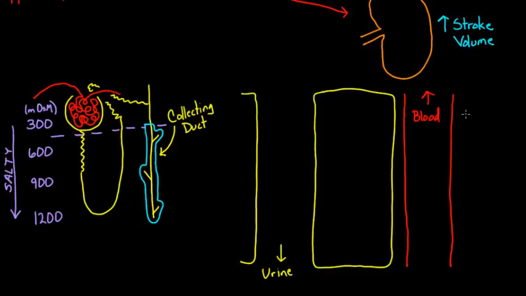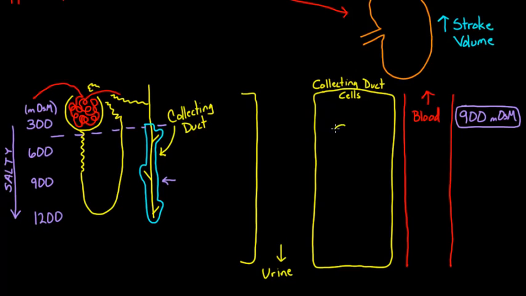And I'm going to just assume right now that we're talking about something, let's say at the 900 level. So we're at this point right here. 900 milliosmoles. All right? So we've got a pretty salty area out here. Now, as I said, urine is flowing through, and in these collecting duct cells, we have something called an aquaporin that basically sits like this.